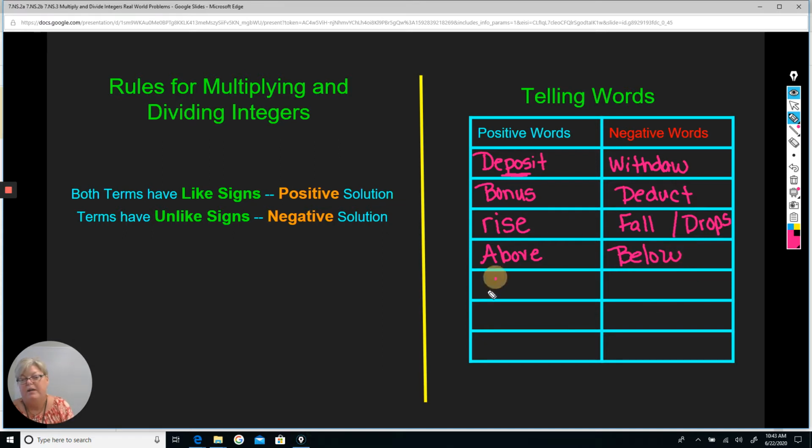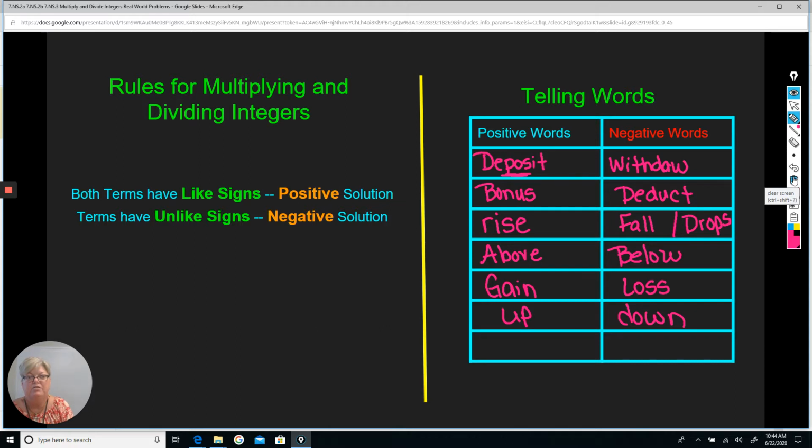If the football team gains yardage, that would be a positive. If they have a loss, that would be a negative. Also, if the balloon goes up in the air, that's a positive. If it goes down, that would be a negative. So those are some telling words that you need to be familiar with. If you want to write those down, hit pause and write them down. That way you'll have it.